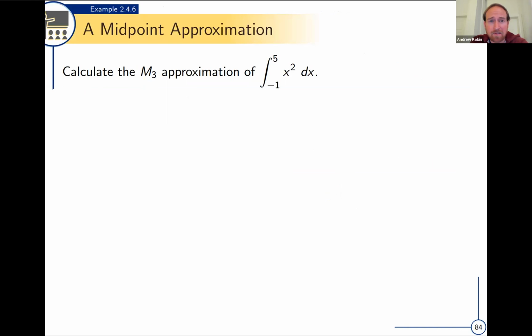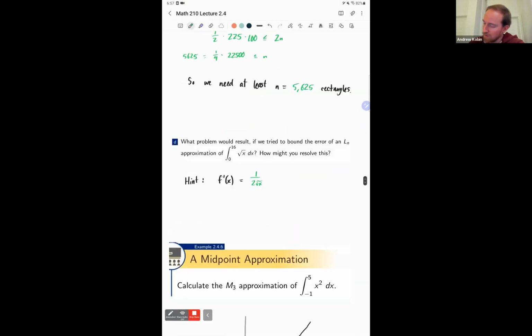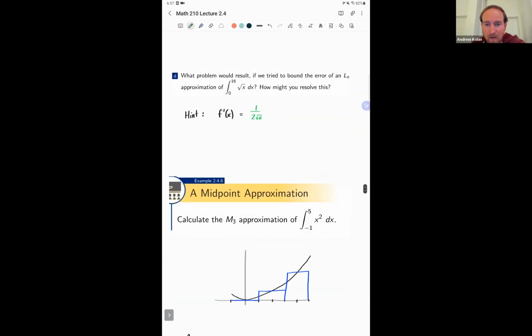So let's do this one together. Let's compute the 3 rectangle midpoint approximation of that same integral that we started with today. The function is x squared. If you want to try this on your own, it's a good time to pause the video. I'll show you the sketch that we started with last time, except now I've drawn rectangles whose heights are given by midpoints of each of these intervals of width 2.